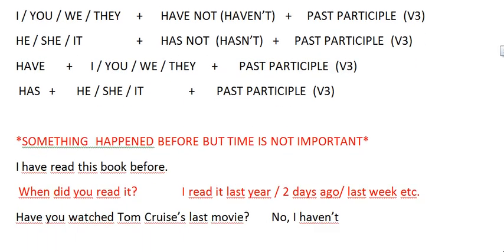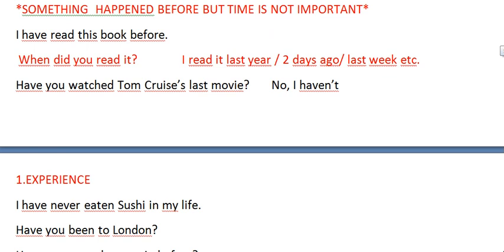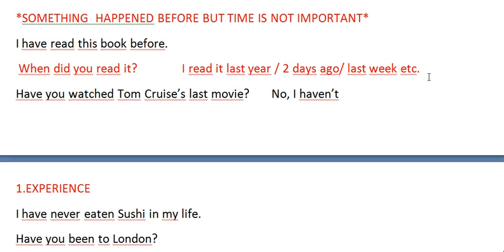Where we use the present perfect tense is sometimes confusing for many students, the difference between simple past tense and present perfect tense. Something happened before, but time is not important. What does it mean? Something happened before, of course in the simple past also something happened before, but here time is not important. But in the simple past, time is very important. In the simple past, we have to focus on when we did the action. But here, we don't care about the time. We just focus on the activity.